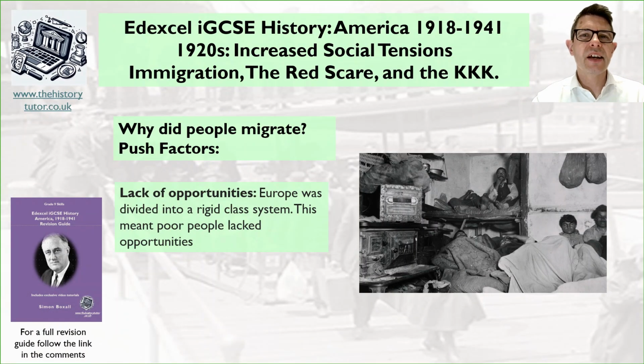Another push factor is lack of opportunities. Europe was divided into a rigid class system. This meant poor people lacked opportunities. You could say, for instance, land. Land was already owned by lots of rich and wealthy landowners. In America, there was land available.